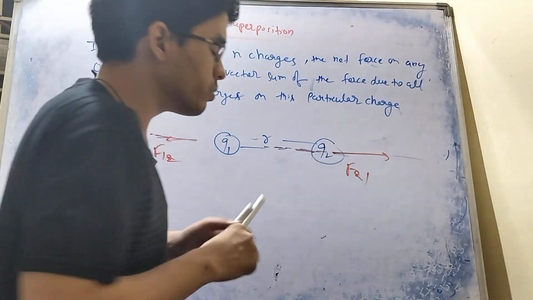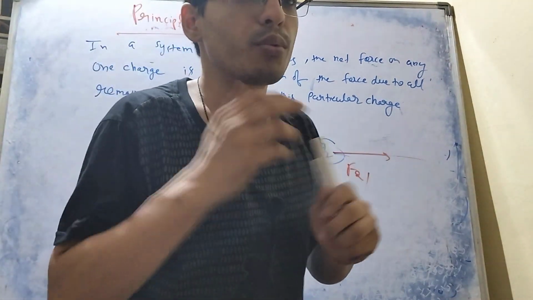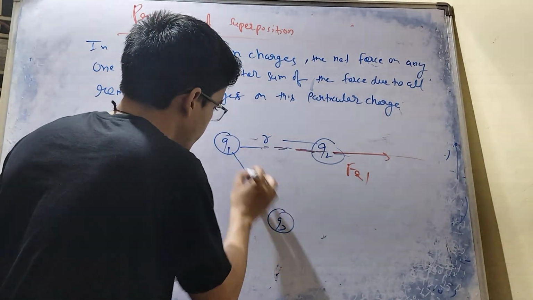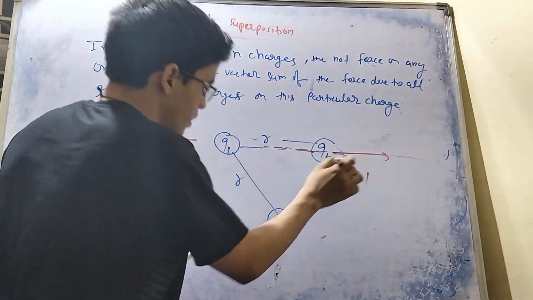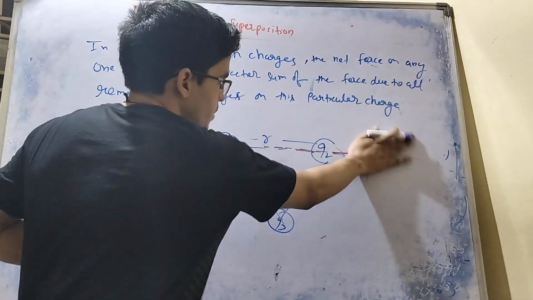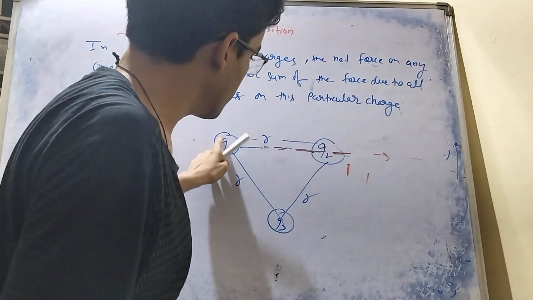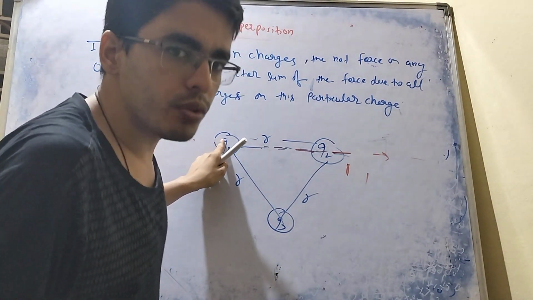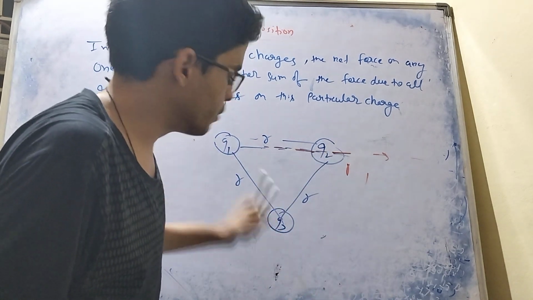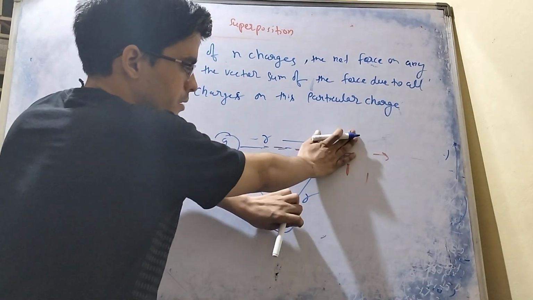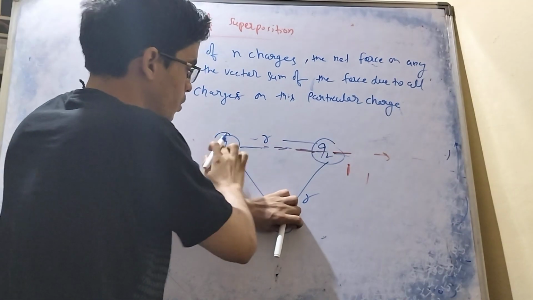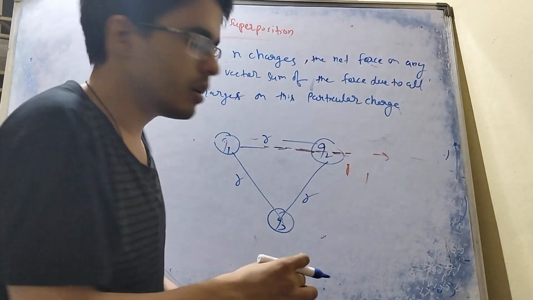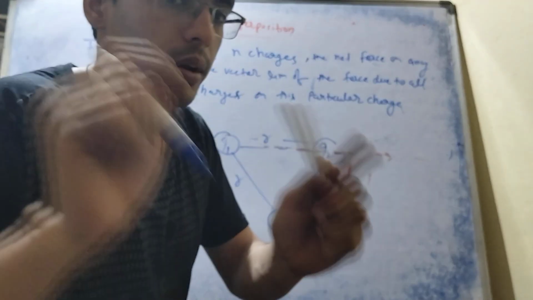You can solve easily in case of two charges, but suppose we have another charge Q3, and assume this distance is R and this distance is also R. Now I ask all of you: on Q1, will force exist or not? Yes, on Q1 force will exist due to Q2 and Q3. If they were not present, no force would exist. Very good, so one by one I want to solve.